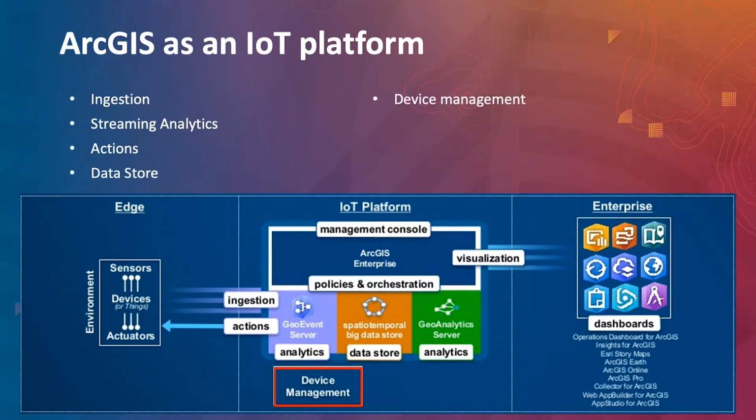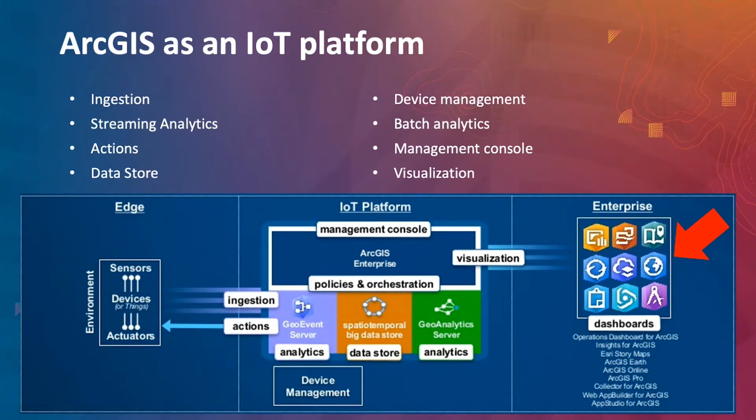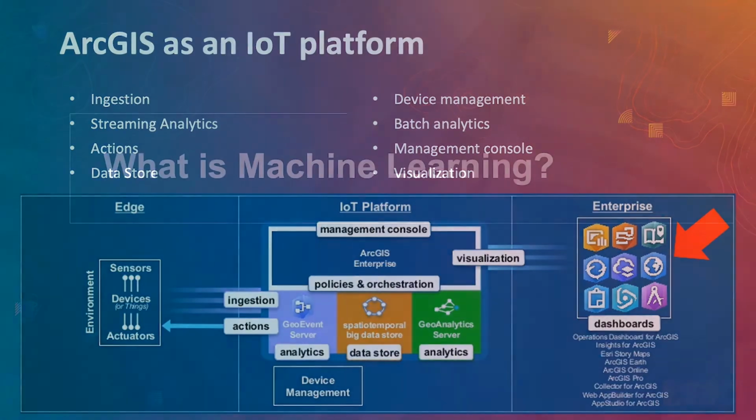For device management, for those requiring this functionality, another IoT platform can be complemented with the ArcGIS platform. For batch analytics, we have the GeoAnalytics Server. For management console, we have the portal as well as the GeoEvent Server. And finally, for visualization, we have maps, feature services, operation dashboards, Insights, and story maps, to name a few. So this concludes our discussion about IoT on-premise.